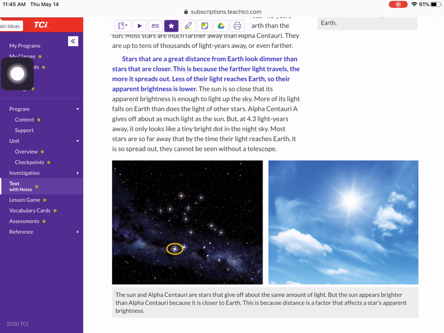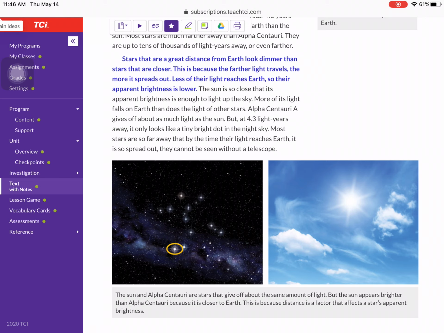Stars that are a great distance from Earth look dimmer than stars that are closer. This is because the farther light travels, the more it spreads out. Less of their light reaches Earth, so their apparent brightness is lower. The sun is so close that its apparent brightness is enough to light up the sky. More of its light falls on Earth than does the light of the other stars.